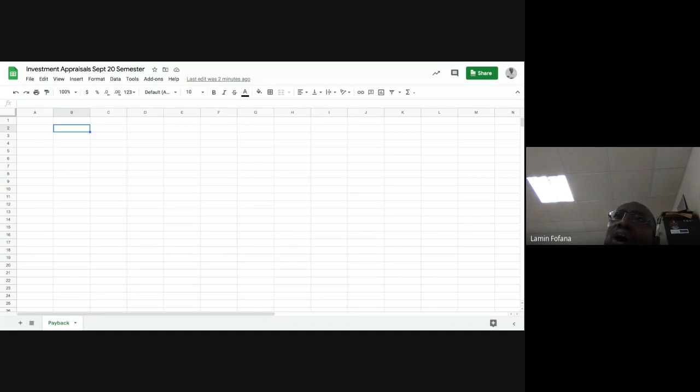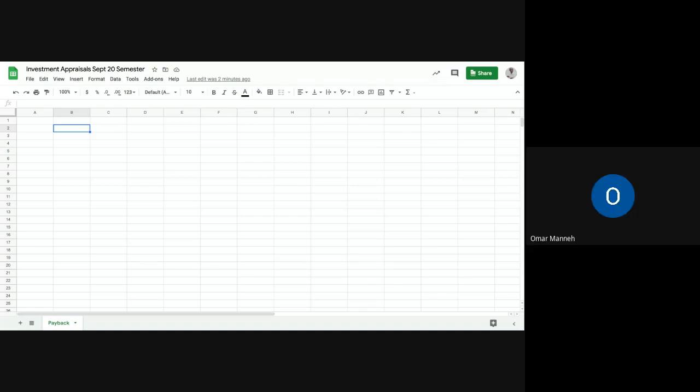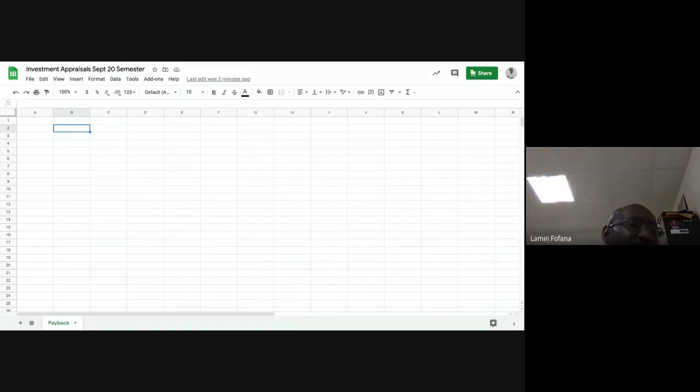Cash flow. So how do we turn accounting profit to cash flow? How do we do that? I think you should add back the depreciation. Okay, so first we calculate the depreciation and we add it back. That's what we do.